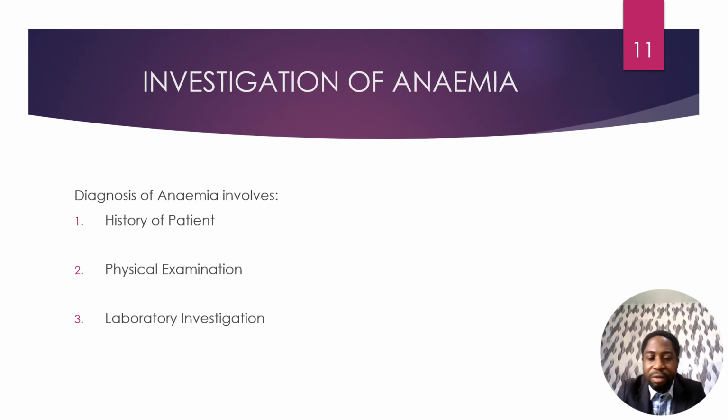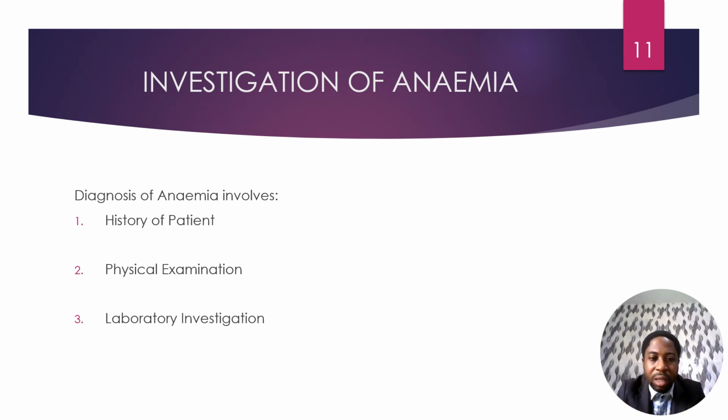Investigation of anemia. In investigating anemia, there are 3 steps that we go through. Number 1, we have history of the patient. The clinicians take the history of the patient. They ask pertinent questions that may reveal the type of anemia that the patient has. Questions that will determine whether they have genetic disease, questions that determine their dietary history, or even the symptoms or signs that they experience.